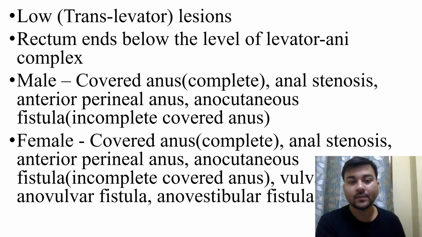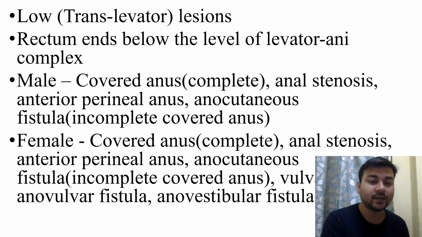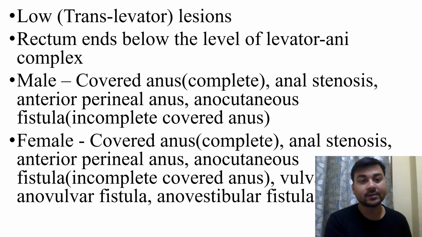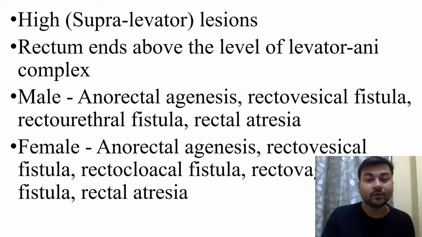In females, it is the same: complete covered anus, incomplete covered anus or anocutaneous fistulas, anal stenosis, anterior perineal anus, vulvar anus, anovulvar fistula, anovestibular fistula. These are low lesions in females. Now students, you can see that high lesions are totally different and low lesions are totally different. Although the lesions are similar in males and females, high lesions are different.